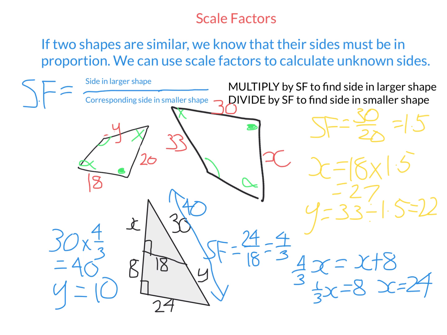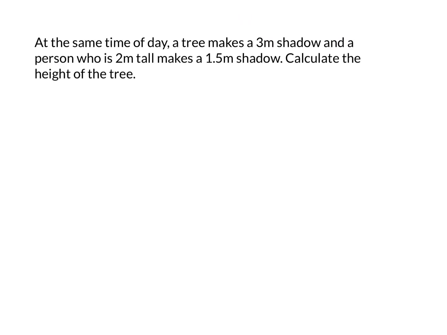All right, let's look now at a worded problem. At the same time of day, a tree makes a 3-meter shadow, and a person who's 2 meters tall makes a 1.5 meter shadow. Calculate the height of the tree. So if you're not given a diagram, draw the diagram. So let this be the tree. The tree makes a shadow that is 3 meters.